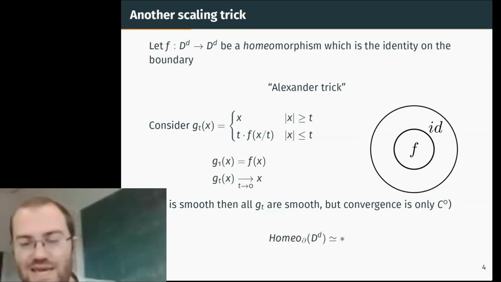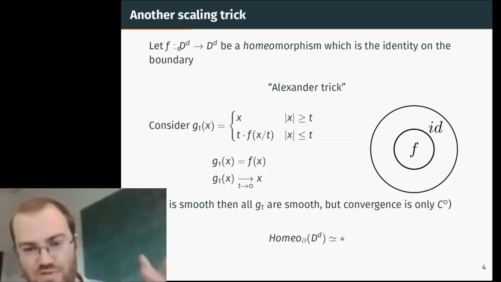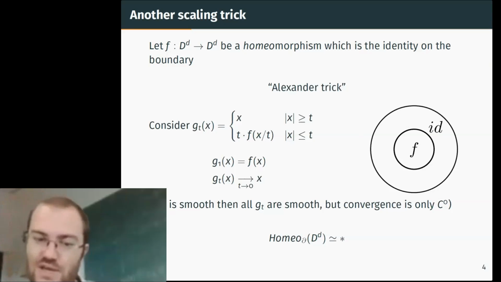So these are two scaling tricks, one for non-compact spaces that says that the smooth situation is quite simple, you can linearize, and one for compact spaces with control of the boundary, which says that the topological situation is quite simple, you can crunch somehow.